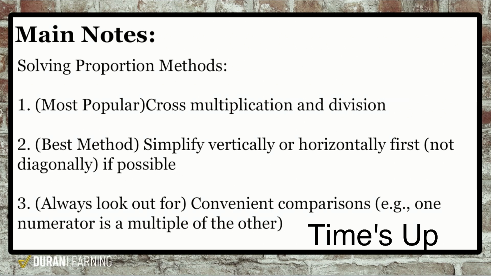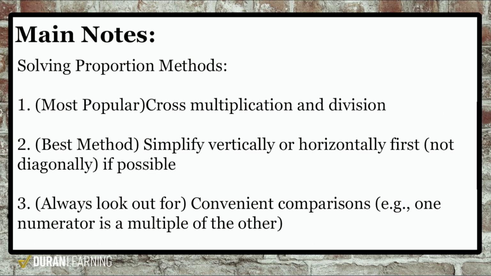And then number 3, this is the convenient situation method that I was alluding to earlier, where if you find a convenient comparison where one numerator is a multiple of the other or one denominator is a multiple of the other, you can just compare the same things in the same way to get that done. Now, enough talking.